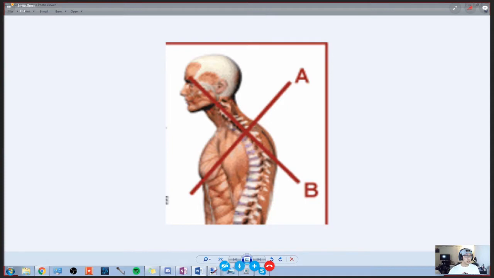Basically, we want to show you exercises that help you target these. So we work on some exercises that address stiffness and then strengthen or activate the muscles that are weak.